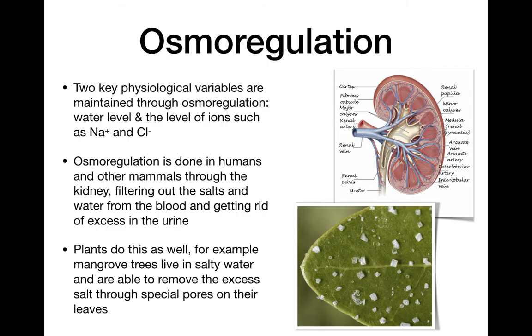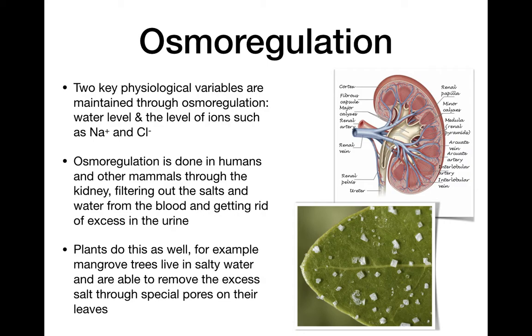Plants do this too. So here's the leaf of a mangrove tree, and mangroves tend to live at the border between fresh water and salty water. So maybe the edge between a river and the sea. It has this kind of turgid water where it's going to be a little bit salty. But that salt isn't good for them.